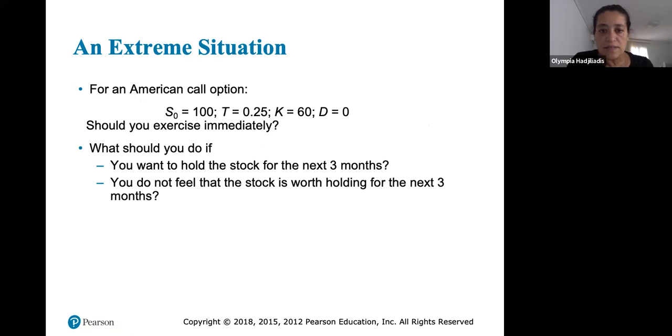S0 is 100, T is equal to 0.25, K is equal to 60, D is equal to 0. Should you exercise immediately? The answer is no. This is a non-dividend paying stock. What should you do if you want to hold the stock for the next 3 months? The answer is buy the stock. And if you do not feel that the stock is worth holding for the next 3 months, what you do is basically close out your call option contract.